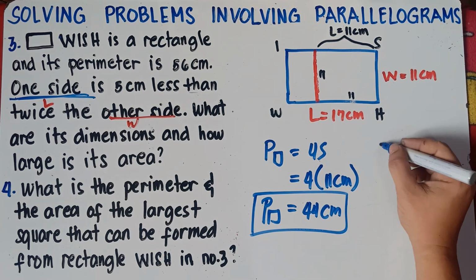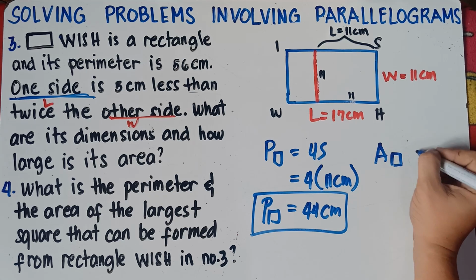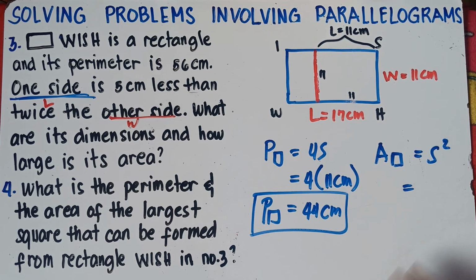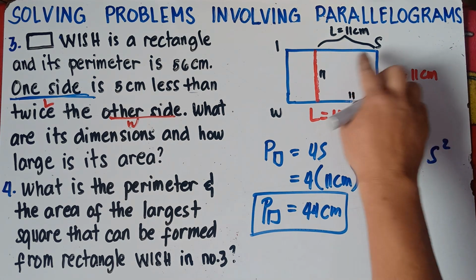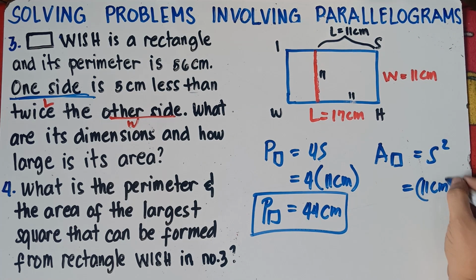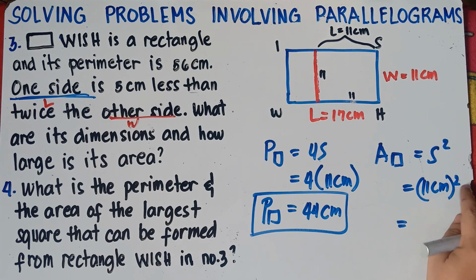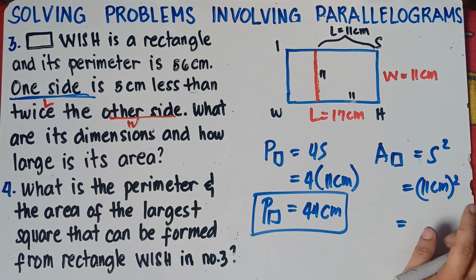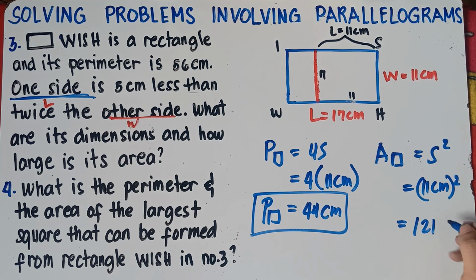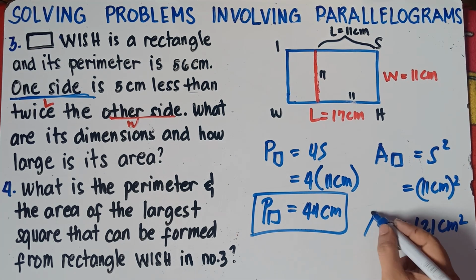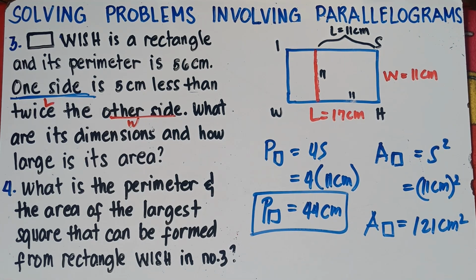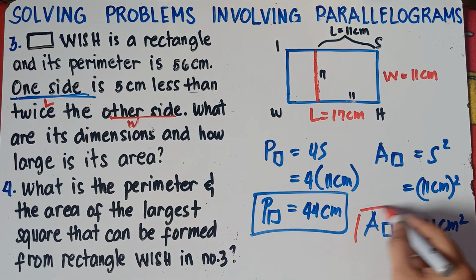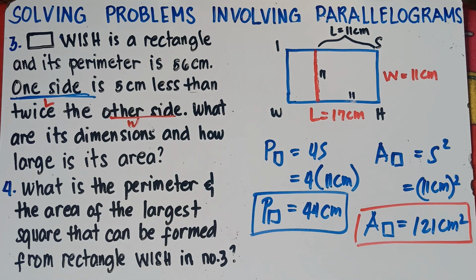And for the area, so the area of a square, that is s squared. So our s, our side, that is 11 centimeter, then squared. So 11 centimeter squared means 11 times 11. It's not 11 times 2, class. It means 11 times 11. 11 times 11, that would be 121 centimeter squared. That's it, class. That's the answer there for number 4. The perimeter of the largest square that we can make out of this rectangle is 44 centimeter, and the area is 121 centimeter squared.